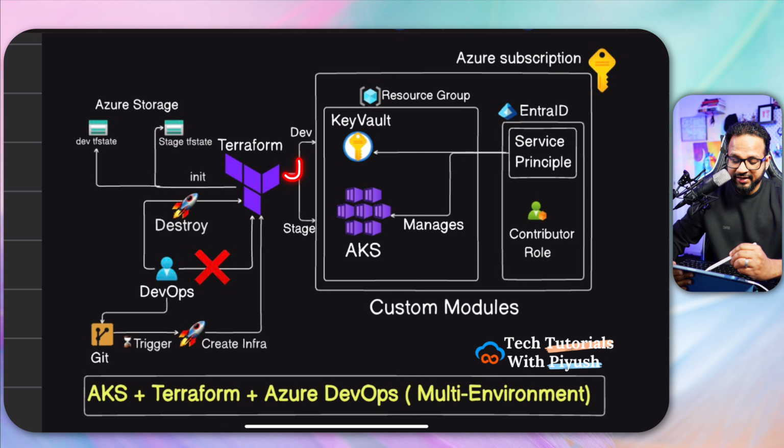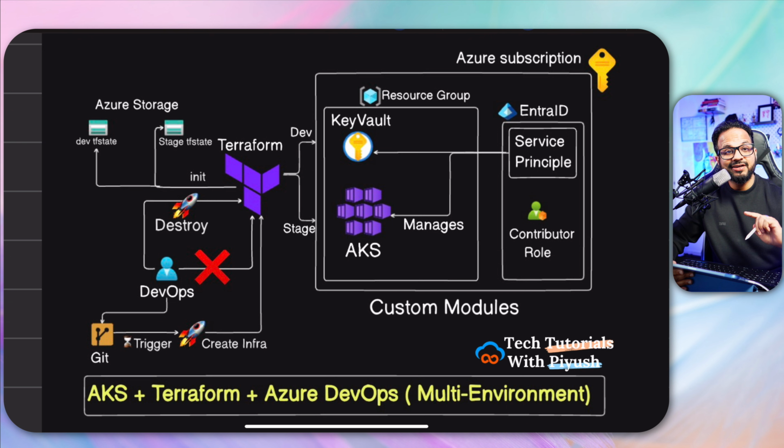So that is done. Once the dev environment is provisioned based on the stage completion, if the stage is successful, meaning the dev environment is provisioned successfully without any issue, then the stage environment will be triggered as part of the pipeline, as the next step. And again, the same thing will happen for the stage environment.